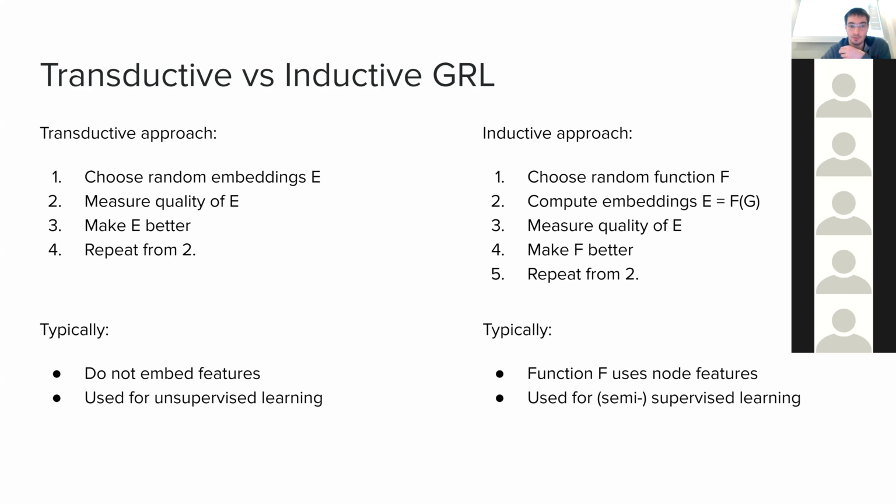So I would say it depends on whether you have features in your graph or not, and whether you have labels or not. So, okay, we are already on the right slide. The part with the typically is a good starting point. If you do not have features and do not have labels, then go with transductive.